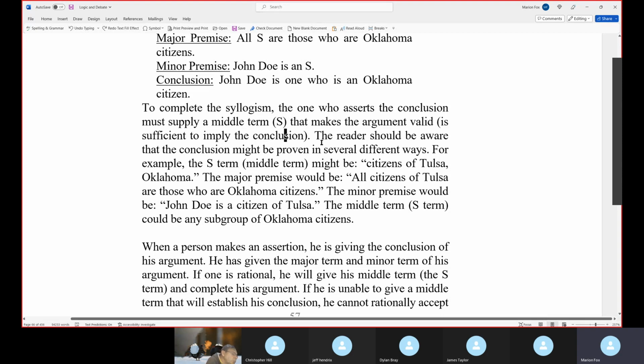The reader should be aware that the conclusion might be proven by several different ways. I have Tulsa and there's other, we could put other places, okay? And the middle term, S term, could be any subgroup of Oklahoma citizens. Okay, that's what I say here.